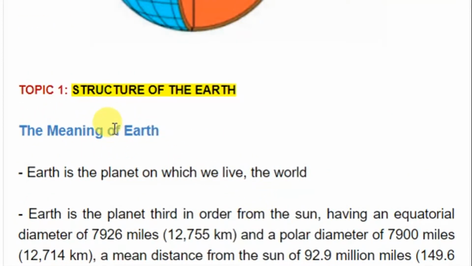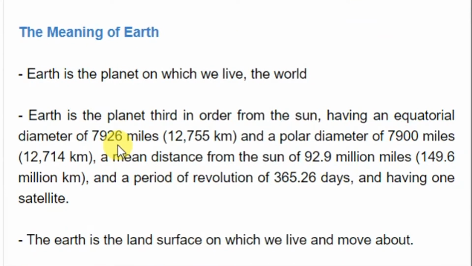First, let's start with the meaning of the earth. What is the earth? As we know, earth is the planet on which we live, or sometimes it is called the world. The world or the earth is the same thing. So earth is the world, the planet on which we live. That is the earth. Now in description, earth is the planet third in order from the sun.